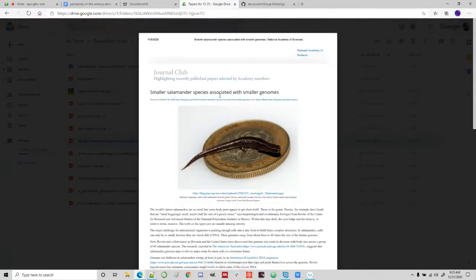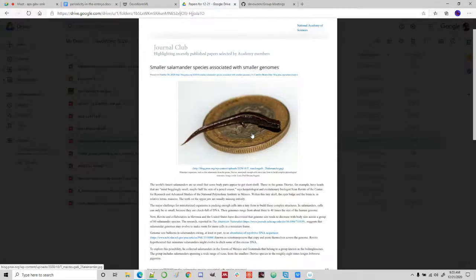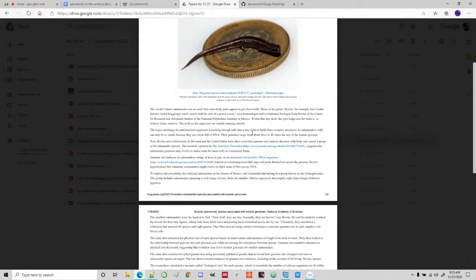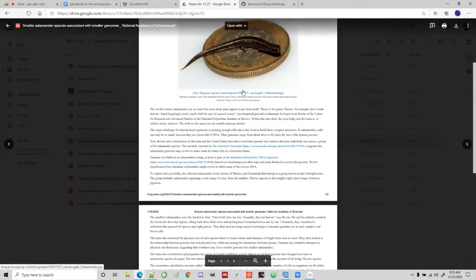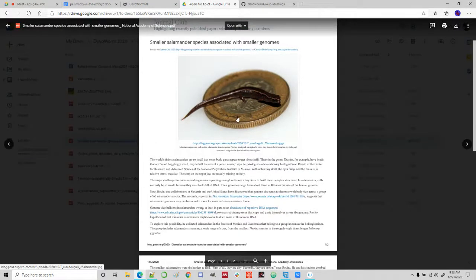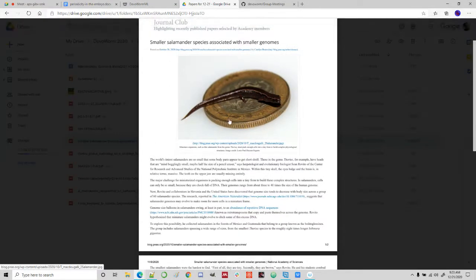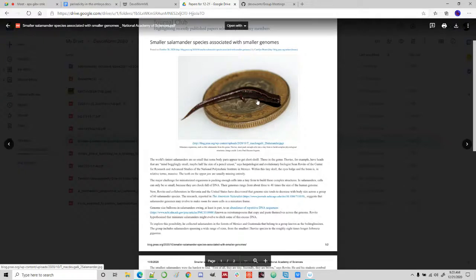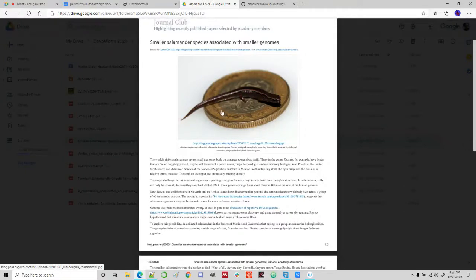Smaller salamander species associated with smaller genomes. So this is a salamander from the genus Thorius, about the size of this coin. So it's not very large. And their statement is that this salamander must pack enough cells into a tiny form to build all the complex physiological structures that you find in a salamander.